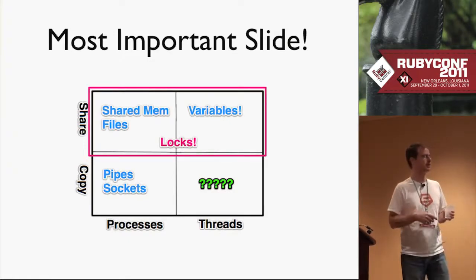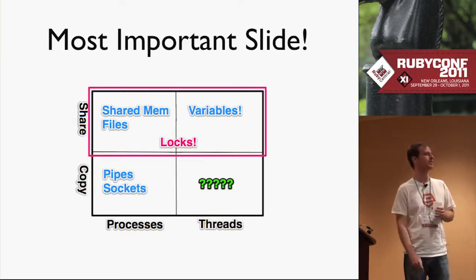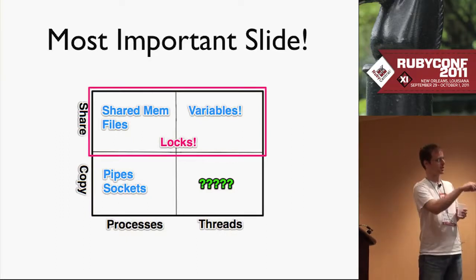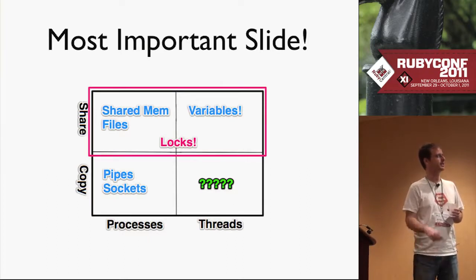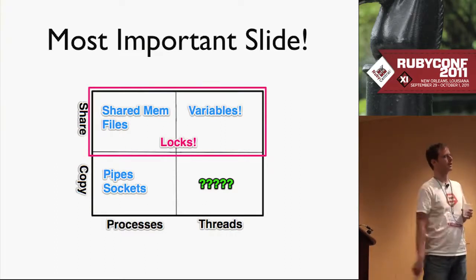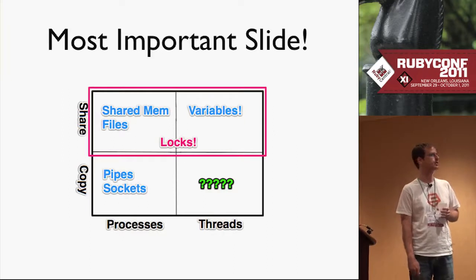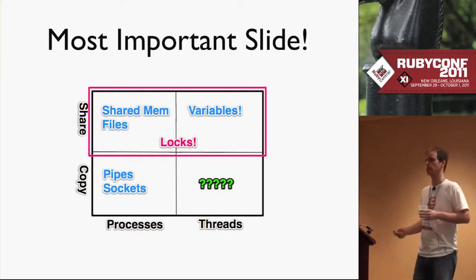And yet no mainstream operating system or mainstream language really does anything with that quadrant. And I think that's a shame, because threads are much more efficient than processes. Copying data isn't bad, and copying data means that you don't have to use locks. And so by focusing on that quadrant, I think we can uncover a lot of tools that really make development a lot easier and a lot more scalable.